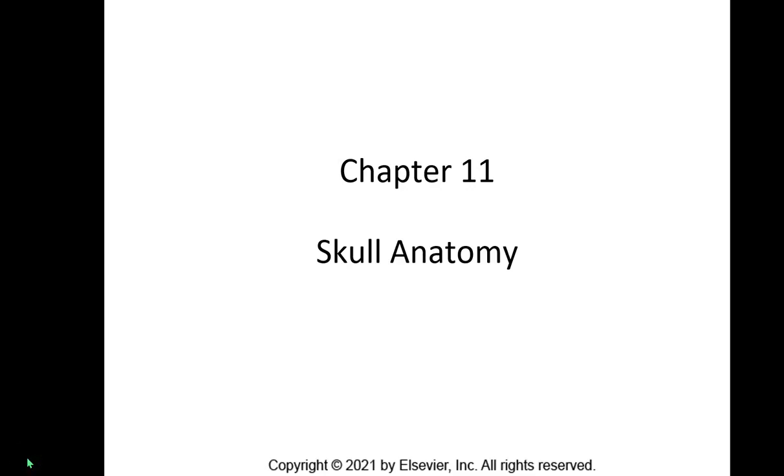Hello, and welcome to part 1 of skull anatomy. In this lecture, we'll begin by introducing some characteristics of the cranium and talking about specific parts of cranial bones.